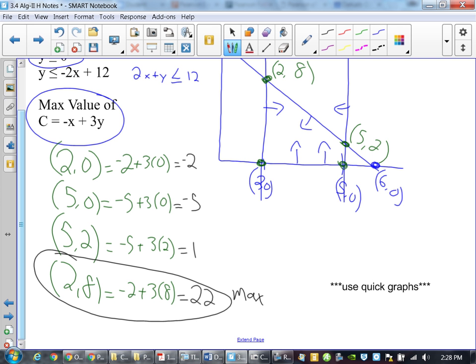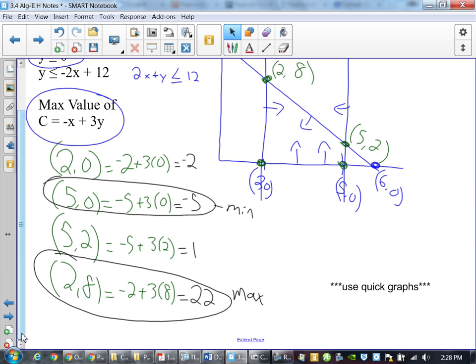At which of those values would it give you a minimum? 5, 0. At 5, 0. And that's what this stuff winds up looking like. Now, like I said, these word problems as we get to them, they're going to sound like this.